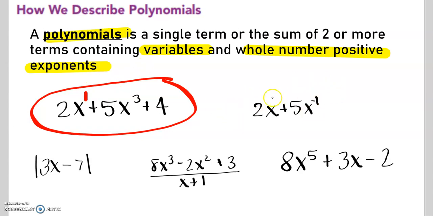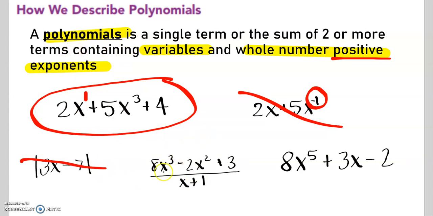Let's take a look at this expression. 2x plus 5x to the negative 1. What do we think? Is it a polynomial? It is not. It's not a polynomial because of that negative exponent, right? I need to have positive exponents only. Here's another one. The absolute value of 3x minus 7. This definition said nothing about absolute values, right? I cannot have an absolute value bar when I'm working with polynomials.